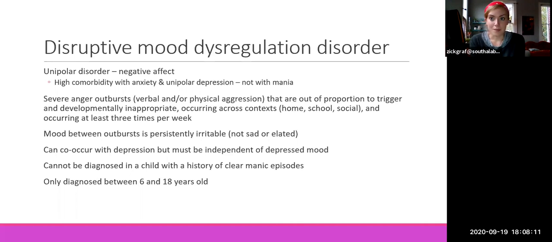And then also, it can't be diagnosed in a child who does have bipolar disorder, because as rare as it is, it is possible for kids to have bipolar disorder, just like it's possible for kids to have schizophrenia. It's just extremely rare. Also, DMDD is a disorder that's limited to childhood. It can only be diagnosed based on behavior that was demonstrated between 6 and 18 years old.